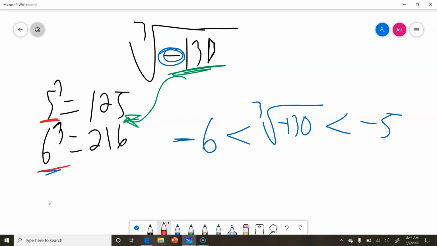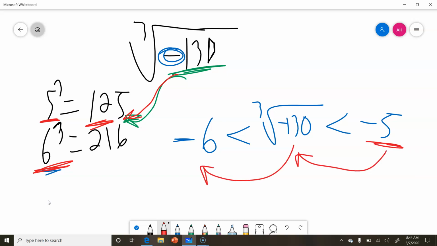Okay, that came from over here. The 5 and the 6, it's between them, but it's negative. And so then I rewrite it the other way. Or I would say negative 5 is greater than this, which is greater than negative 6. Okay, so pretty straightforward, not too confusing. When you get to example 3, I would just use a calculator.